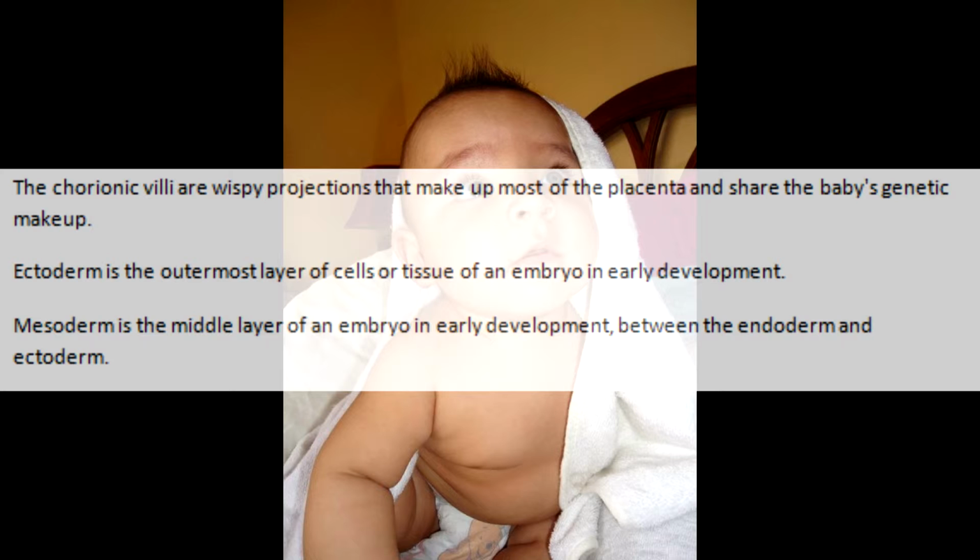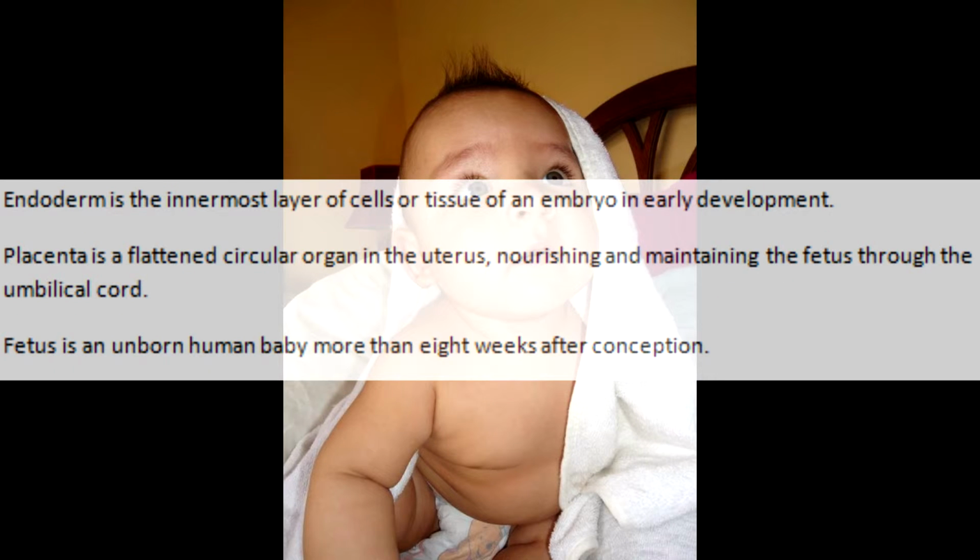Ectoderm is the outermost layer of cells or tissue of an embryo in early development. Mesoderm is the middle layer of an embryo in early development between the endoderm and ectoderm. Endoderm is the innermost layer of cells or tissue of an embryo in early development.